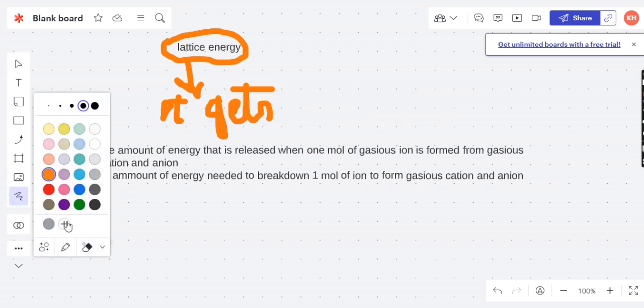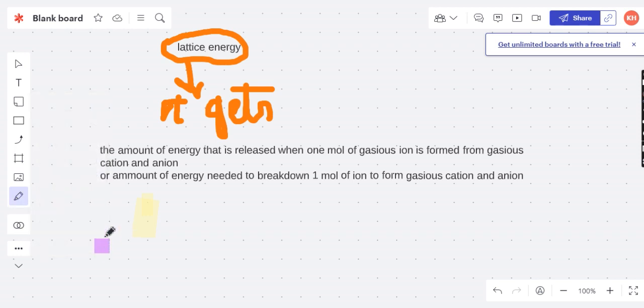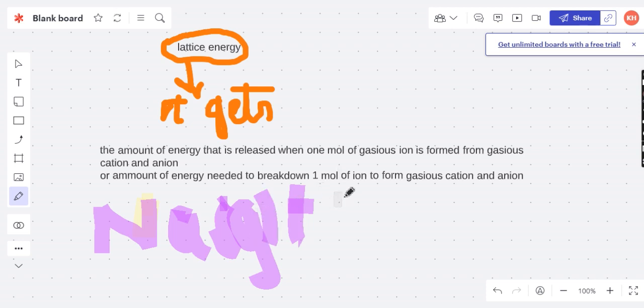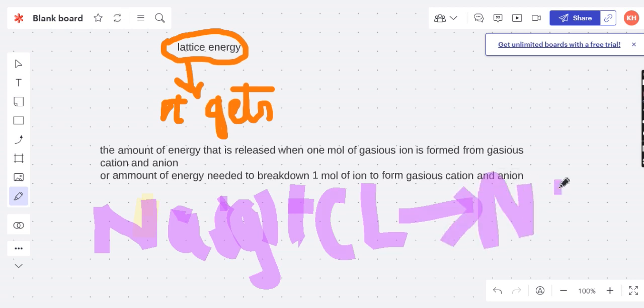So let's demonstrate an example as well. For example, Na, which is gaseous, and chlorine, which is also gaseous, combine to form NaCl.